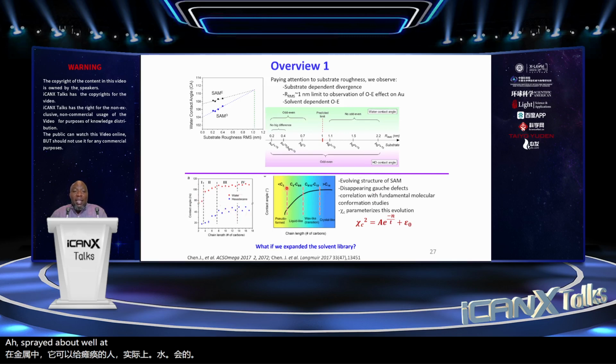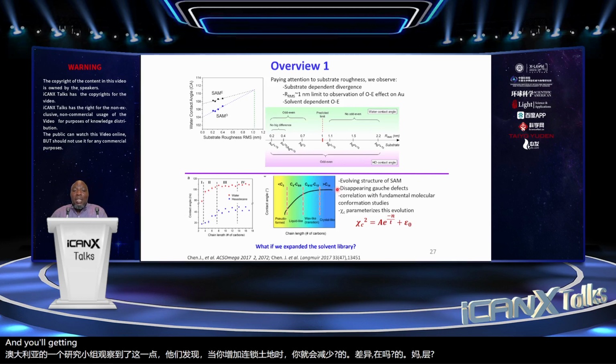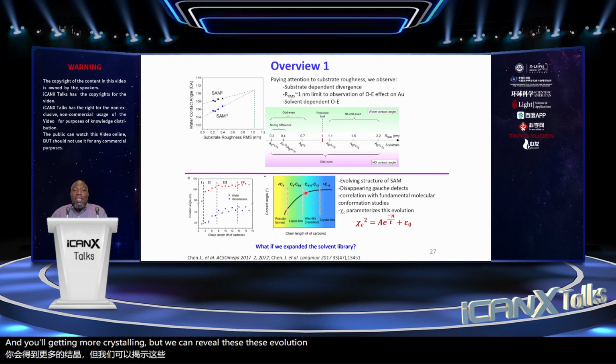And this crystalline here correlates to the crystallinity of the SAM. This has actually been observed by a group in Australia, where they showed that as you increase the chain length, you're reducing the defects in the monolayer and you're getting more crystalline. But we can reveal this evolution in structure using droplets of water.